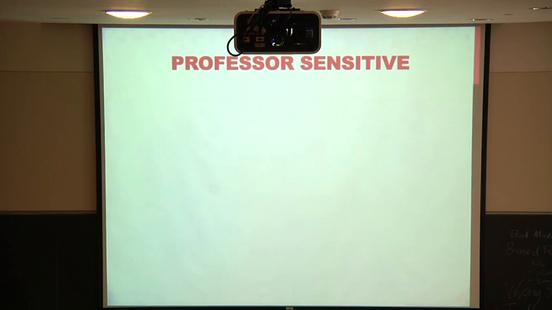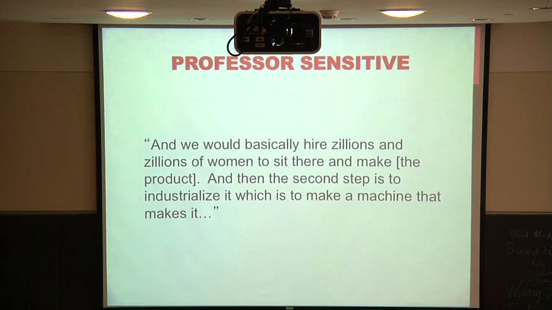So, Professor Sensitive, I'm going to read the quote, but I'm not going to put the entire quote up. Listen to the quote, and then I'm going to ask your feedback on what you think between Professor Sensitive and Professor P. Good. So Professor Sensitive says, I have this development project. I'm working in a developing country, and part of what I'm doing is to commercialize and then ultimately industrialize the production of a particular product that is typically made in the home. The first step would be to commercialize it, and we would basically hire zillions and zillions of women to sit there and make the product. And then the second step is to industrialize it, which is to make a machine that makes it.